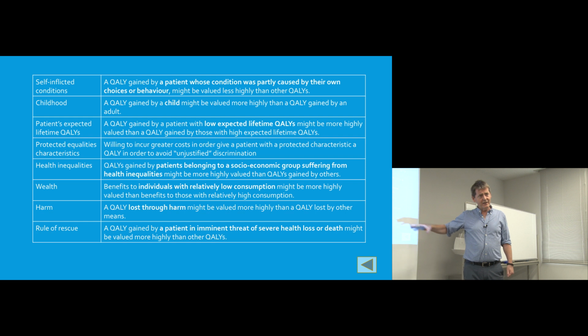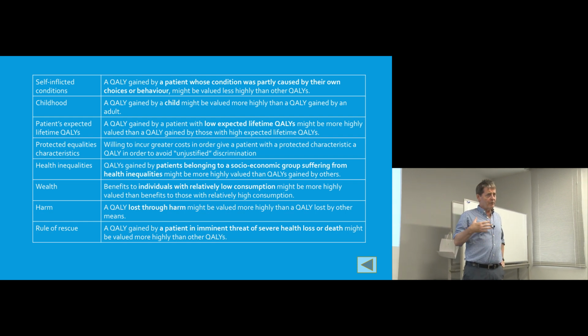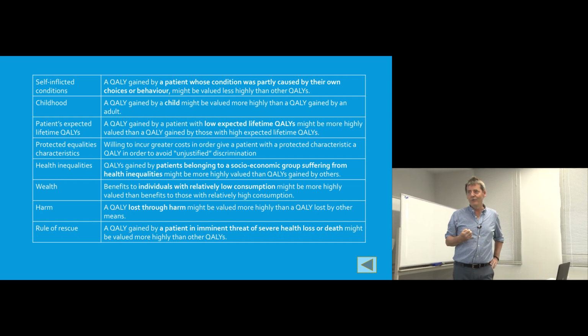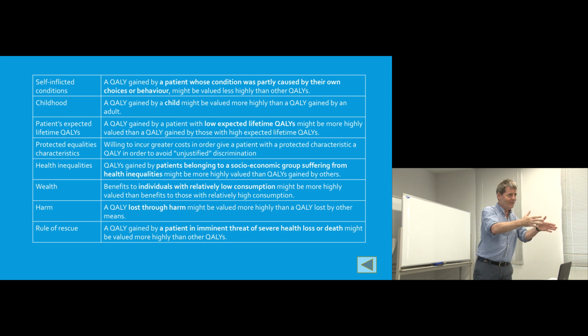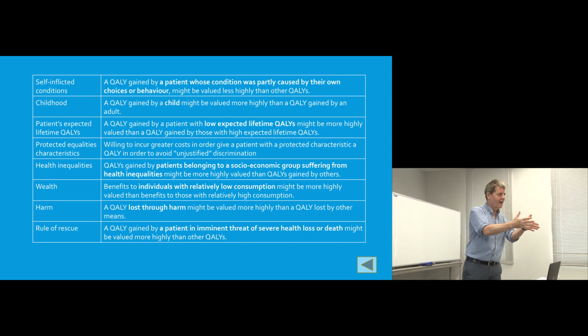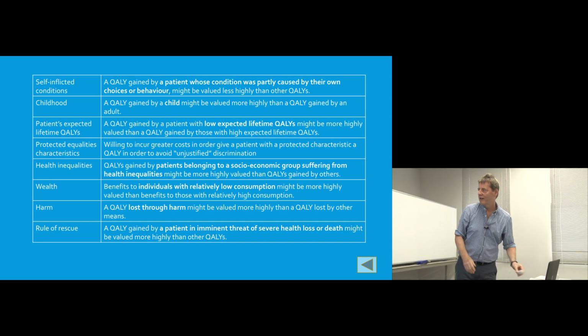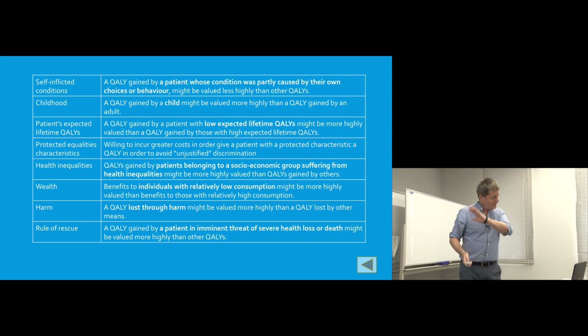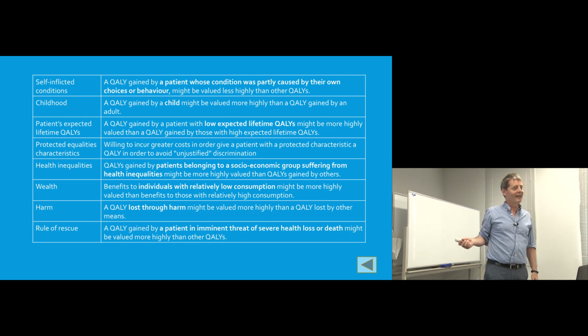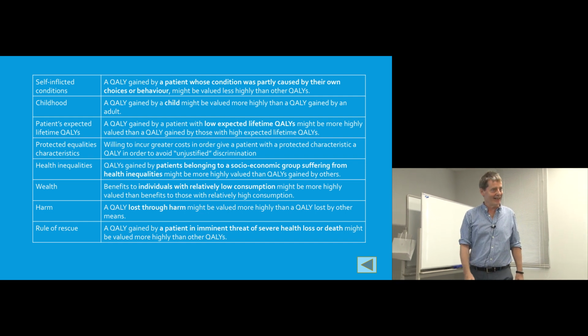But the idea is this: what about QALYs for patients who are in imminent threat of severe health loss? Do we somehow feel we must do more for them, because if we don't, it's sort of catastrophic? Huge list there. Now, if you started embracing them all, it's not so much you're weighting your QALYs, they're sort of fragmenting. You'd have a whole series of weights.